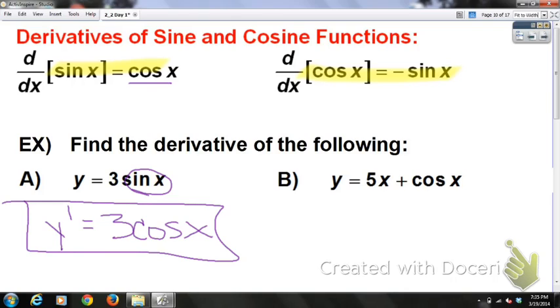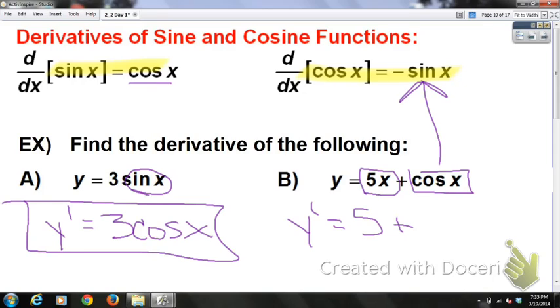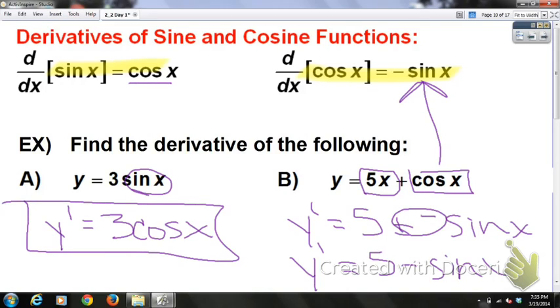For b, y is equal to 5x plus cosine x. We know we can differentiate each piece individually. So the derivative of 5x is simply 5, plus the derivative of cosine x is negative sine x. So plus negative sine x. We don't like to see those signs next to each other, so let's rewrite it nicely. Y prime is equal to 5 minus sine x.